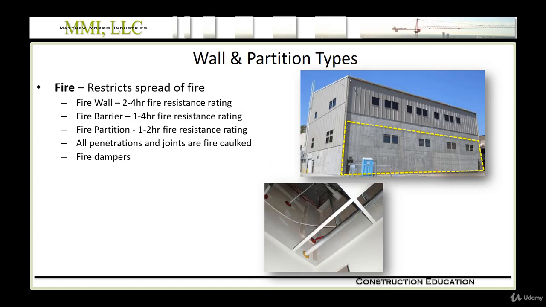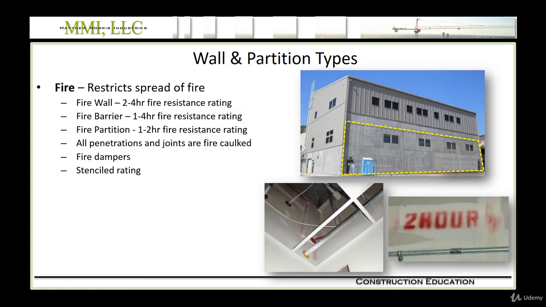Fire dampers. So if a duct was penetrating through this partition or wall, then a fire damper is installed in plane with the wall. So if the building goes into alarm, the fire damper shuts and prevents fire from spreading through the duct from one room to the next. And we'll talk more about fire and smoke dampers when we talk about MEP systems.